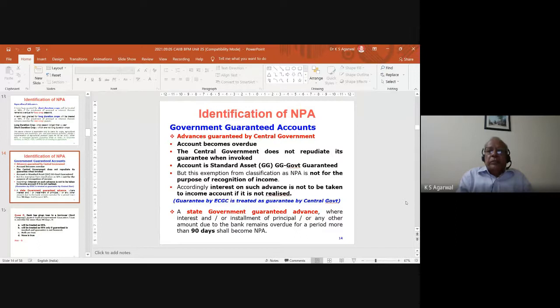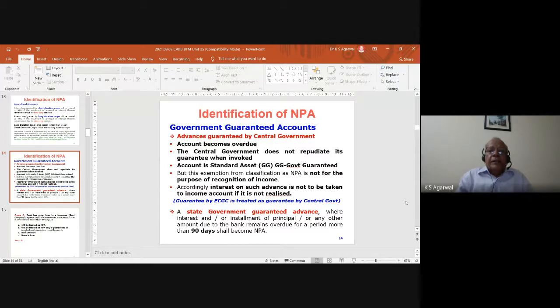That interest on such advance is not to be taken to income account if it is not realized. That means on accrual basis, the interest income cannot be taken to income account. Only on realization basis, we can book income. Please note that the guarantee by ECGC is treated as guarantee by central government. Sometimes you may have some questions where they will say that the account is guaranteed by ECGC. Then you have to treat it as it has been guaranteed by central government.